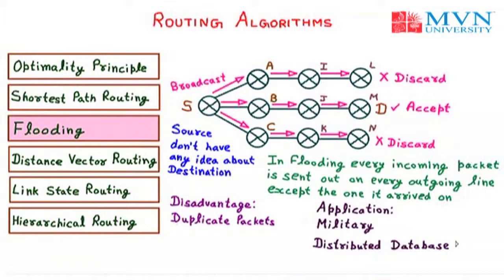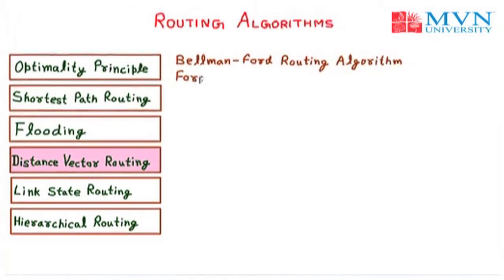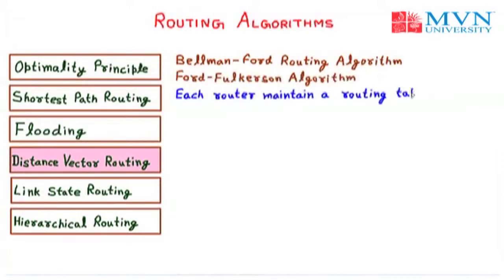Now we will discuss distance vector routing. Next is distance vector routing, which is also called the Bellman routing algorithm. There is one more name for distance vector routing, that is the Ford-Fulkerson algorithm. In distance vector routing, each router maintains a routing table giving the best known distance to each destination and which line to use to get there.